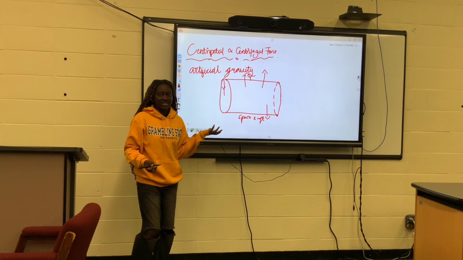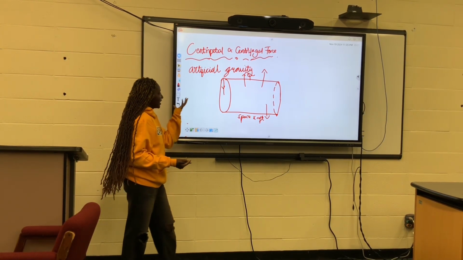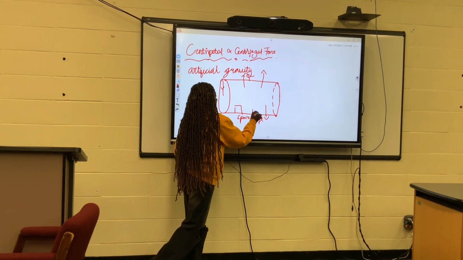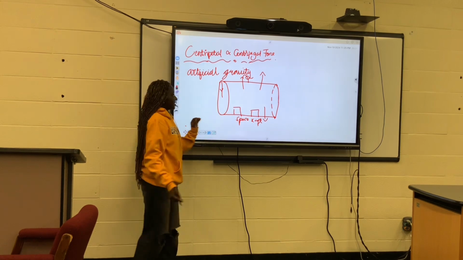And what this force does is it creates artificial gravity and allows any object in the spacecraft to be attached to the walls of the spacecraft instead of just being weightless and in the middle.